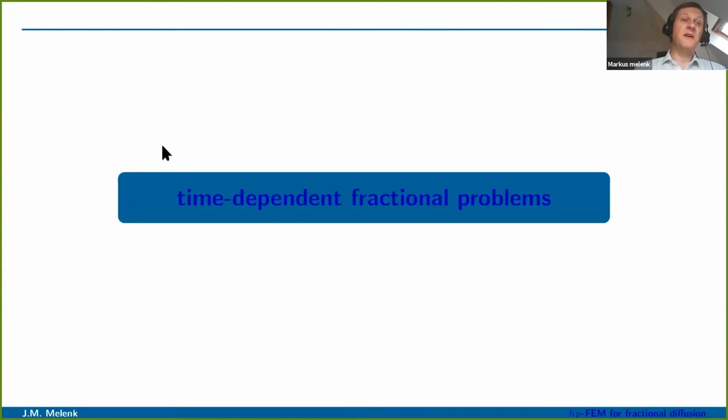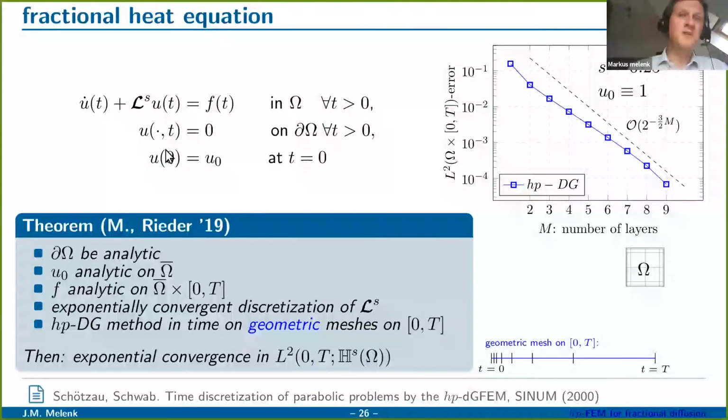Okay, for the last few minutes, I want to switch topic and talk about time-dependent fractional problems, because these techniques that are developed here for the elliptic case extend to the time-dependent problems. So the first case is here actually the fractional heat equation. So you have u dot plus the fractional Laplacian applied to u equal to f. It's a spectral fractional Laplacian here, and so we apply Dirichlet conditions, and of course we need initial conditions. So at t equal to 0, we impose condition 0.